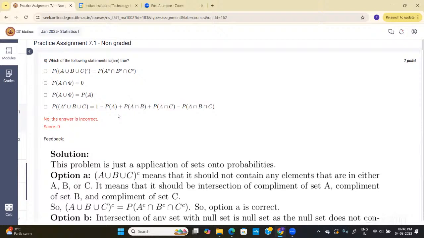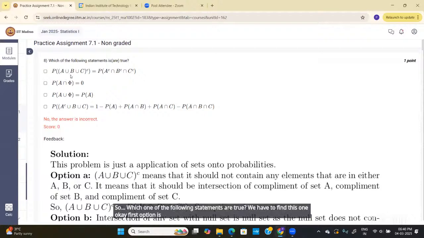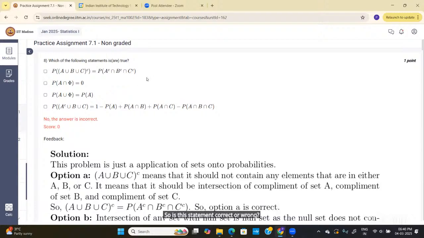Okay, let's take this question. Which one of the following statements are true? We have to find this one. First option is probability of (A union B union C) complement is equal to the probability of A complement intersection B complement intersection C complement. So, is this statement correct or wrong? Yes, it's correct, right? Yeah, it is correct.